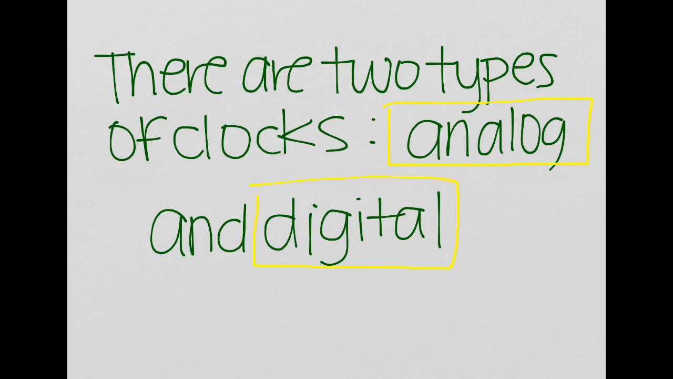Let's get started. So there are two types of clocks, the analog clock and the digital clock. So let's see what the differences between the two are.